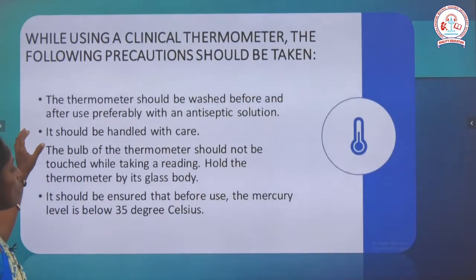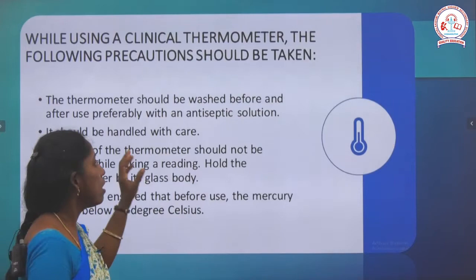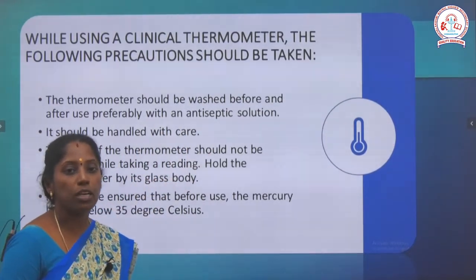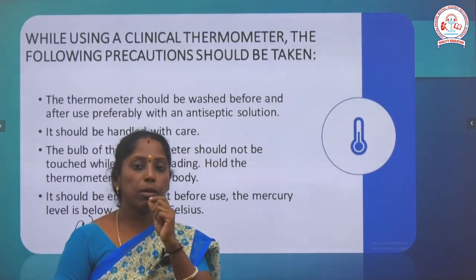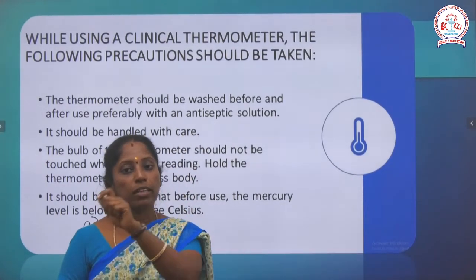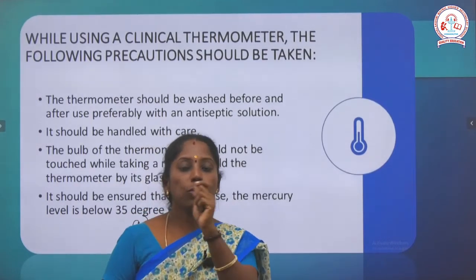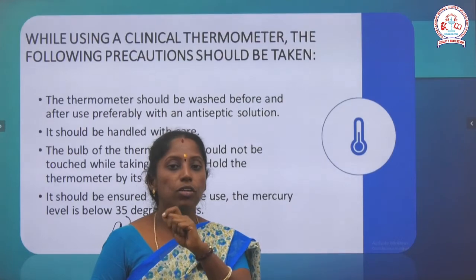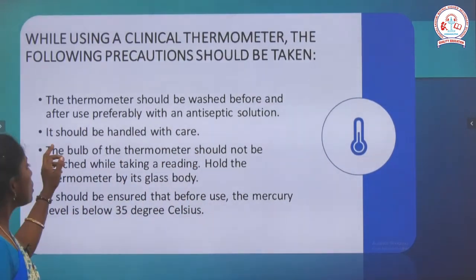What are they? I told you before: before and after using it, we should wash the thermometer using an antiseptic solution. Okay, then only will it clean the germs, because if you keep the thermometer in one person who has germs, and the same thermometer goes to another person, the germs will spread to the other person. For that reason, before and after use, we wash the thermometer using the antiseptic solution. Then it should be handled with care.